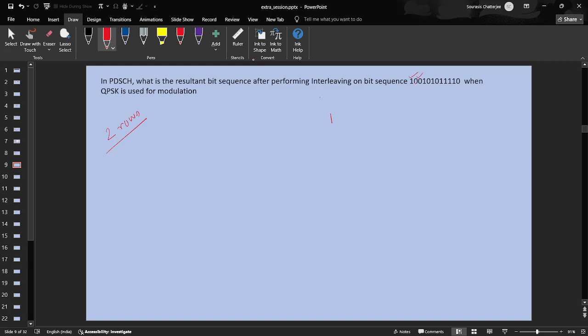Okay, so you are saying I should read it like this: 1 0 0 1 0 1, 0 1 1 1 1 0. Okay, and then how am I supposed to read it?